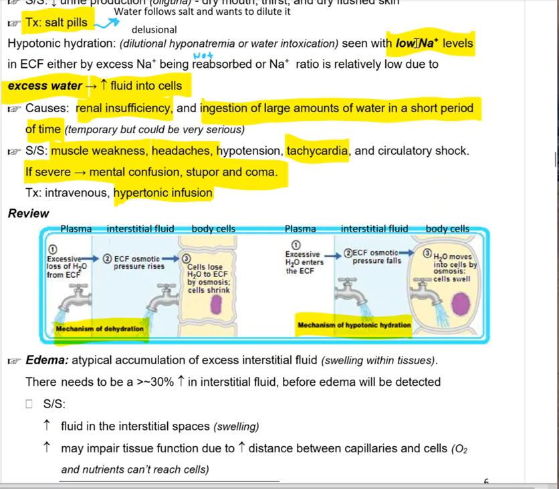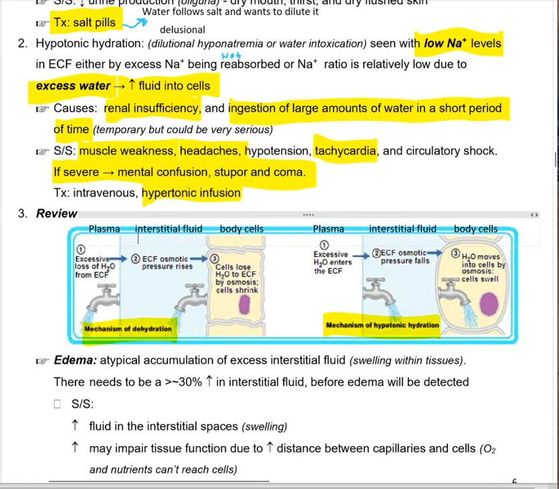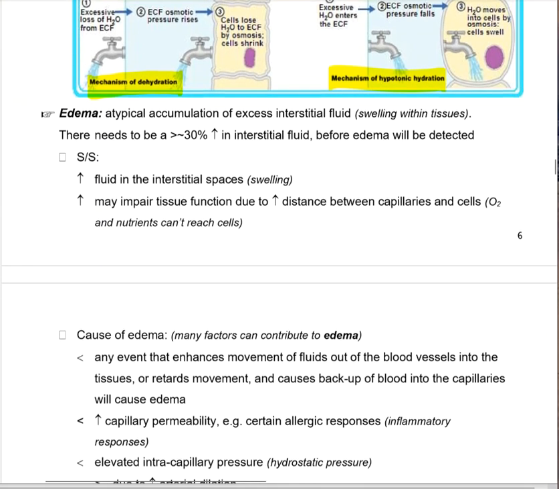So if we're really low on sodium, we bring water in that has lots of sodium, and that makes the sodium level balance out. Okay, so those are our two: lots of water, too little water. And then we already mentioned, but we're just going to remind ourselves about it, is edema. We talked about it being atypical accumulation of excess interstitial fluid, swelling within tissues.